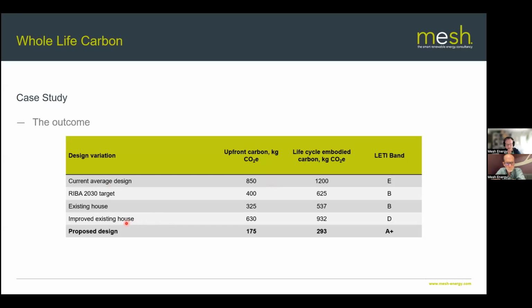Now, by improving the existing house, we knew that the upfront and the life cycle embodied carbon would actually increase. And so it actually became a worse LETI band. But by really examining more closely the limited use of masonry and going for a timber frame construction with wood fiber insulation and minimizing the raw materials or process materials, we could have a project that would be LETI band A plus. I mean, this is almost as good as it gets. It's a fantastic outcome.